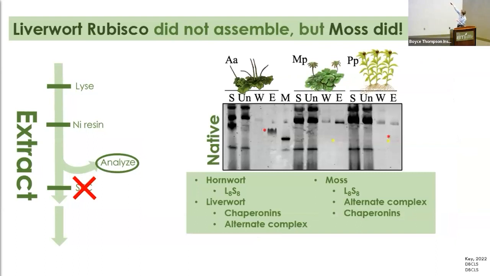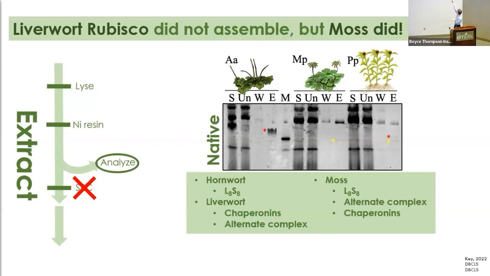But first, looking at the hornwort in our E column again, we have this nice, thick, streaky band. That's the full complex, which is great. Our control worked, at least that worked. And then we can look at the liverwort, there's really almost nothing there. That thick band there, once again, is some chaperonins, but there's nothing there. And so we stopped looking at liverwort Rubisco from there.